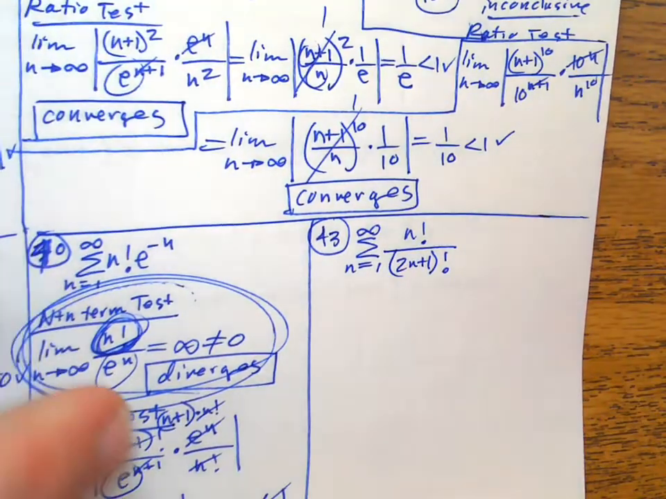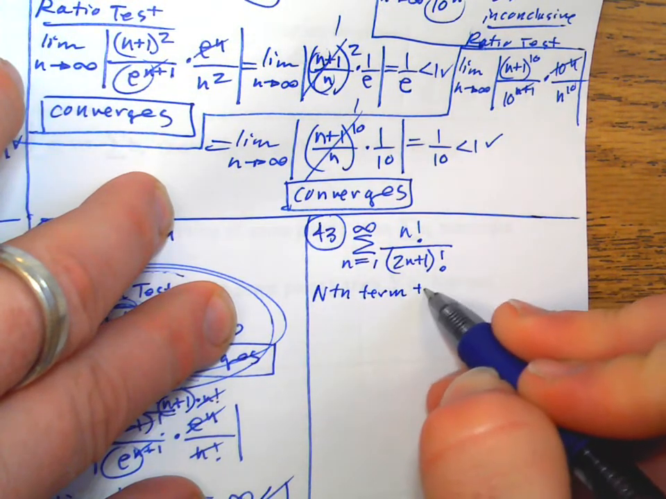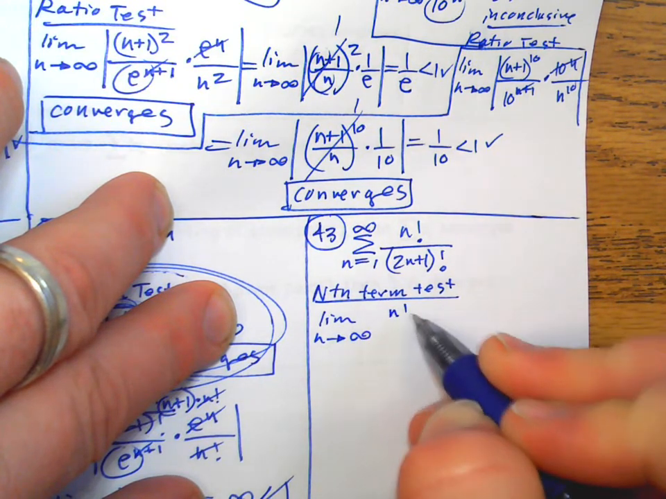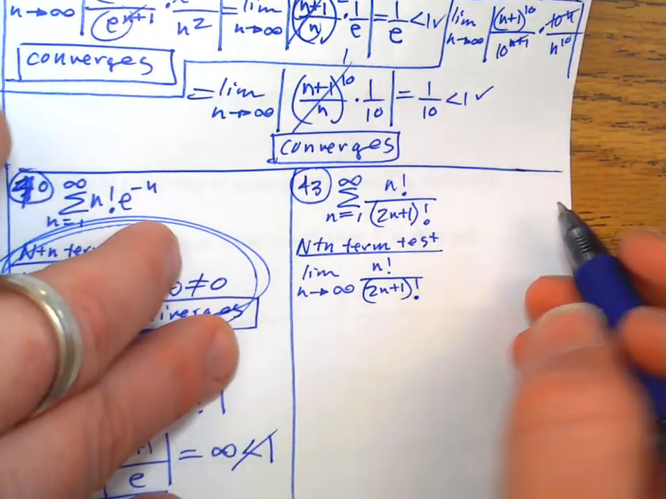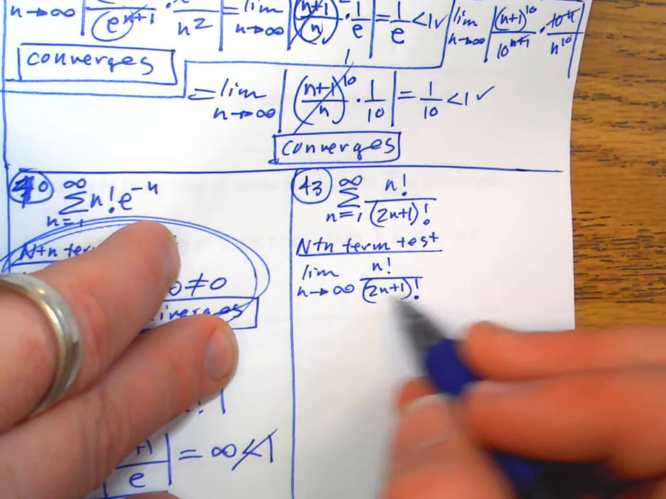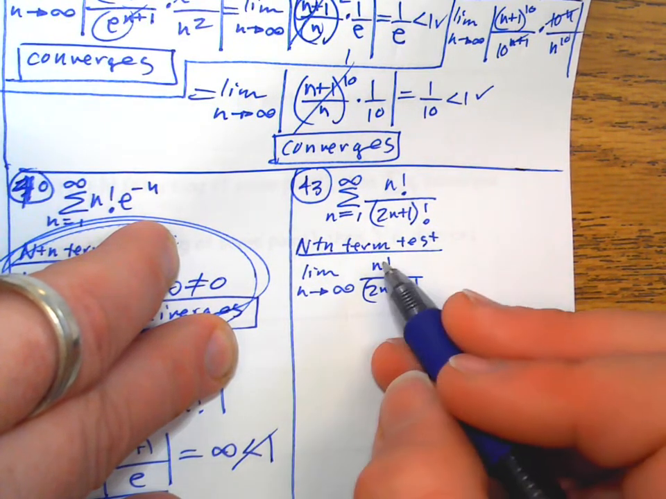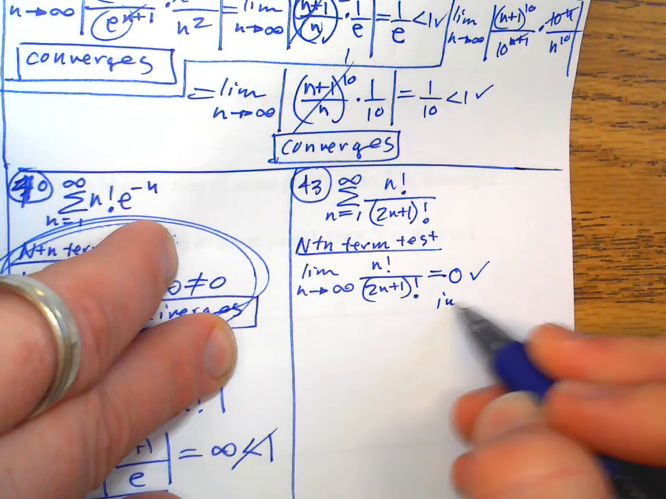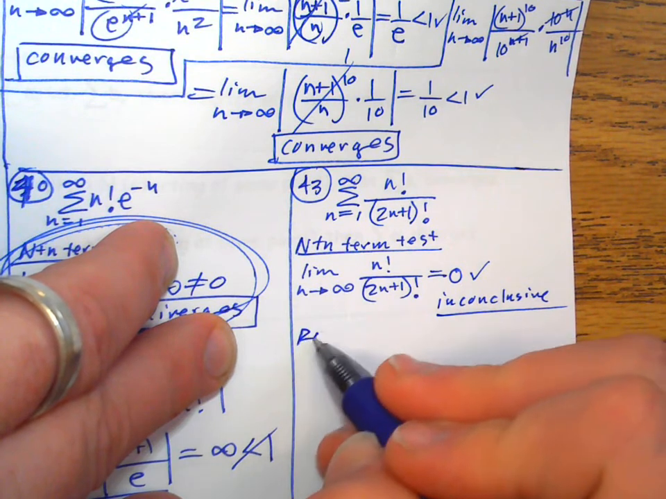Okay, 43, last one. Nth term test. Now, infinity over infinity, the one on the bottom is bigger because there's going to be a bunch of extra terms here to eventually get down to n factorial, and then they would cancel, but there's going to be a bunch of n's in the bottom, and it's going to go to 0, which is inconclusive. Okay, so now we have to do the ratio test.